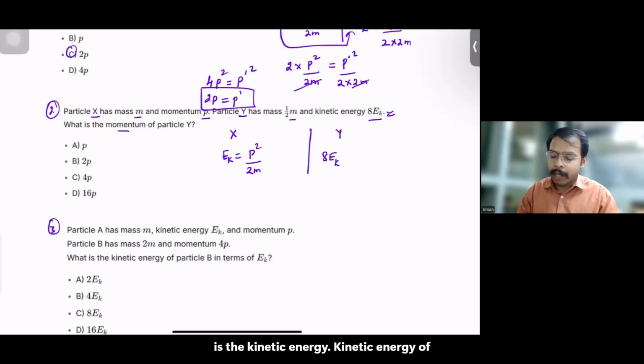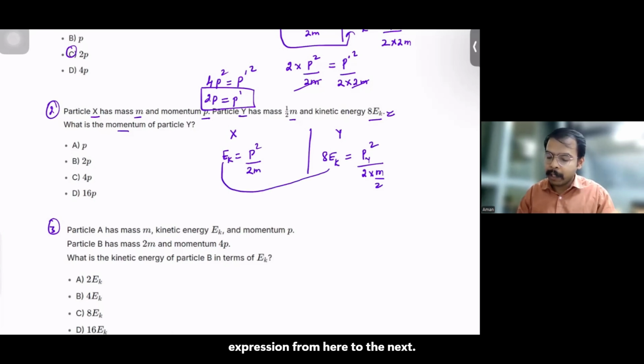This is the kinetic energy of Y particle, which equals the momentum of the Y particle. Let us say you can take Py square over 2 times the mass of the particle. 2 times the mass of the particle is m by 2. Again, what you're gonna do? Remember, substitute the value or expression from here to the next. So if you notice, you get 8 times p square over 2 times mass of the x particle equals momentum of y square over this one.